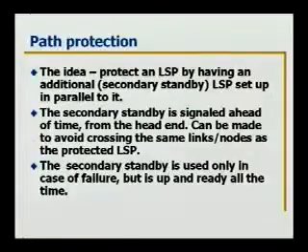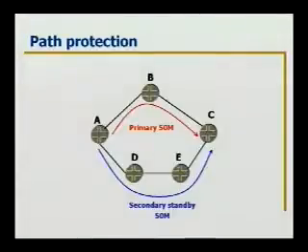Finally, we'll talk about path protection. So there's a lot of noise in MPLS about traffic protection, and one of the simplest mechanisms for traffic protection is path protection. The idea is we're going to protect an LSP by having an additional LSP set up in parallel to it. The second LSP is a secondary standby, and is going to be set up and ready all the time to take over the traffic in the case of a failure. So the secondary standby is only used in the case of a failure, and the picture looks something like this.